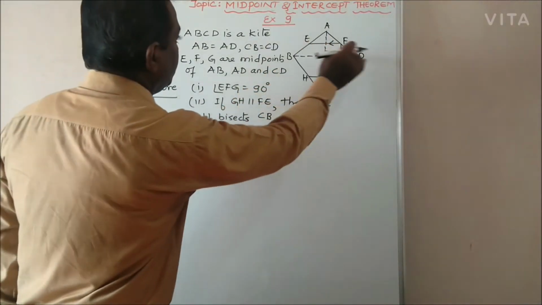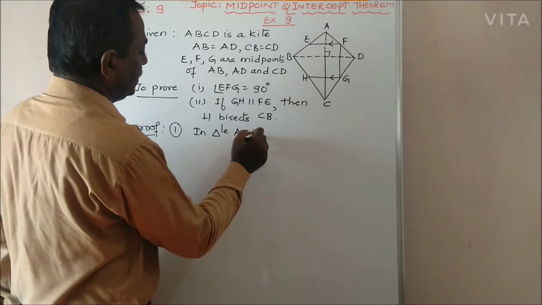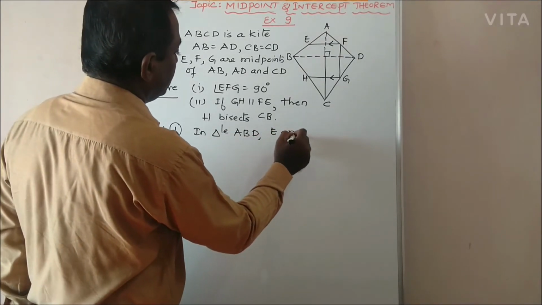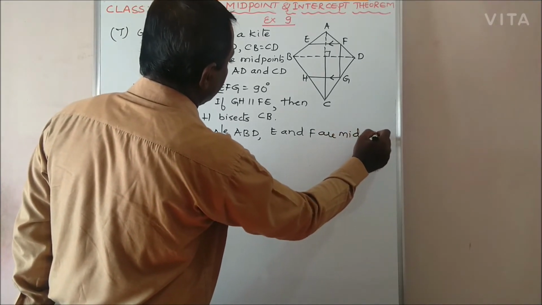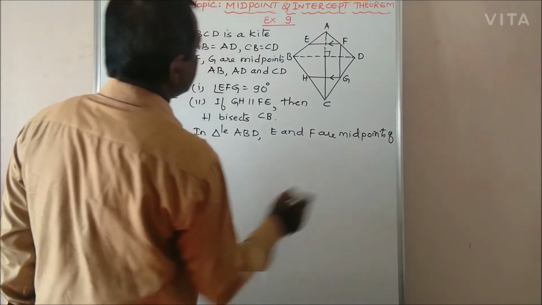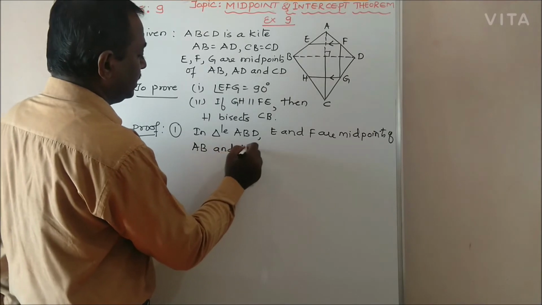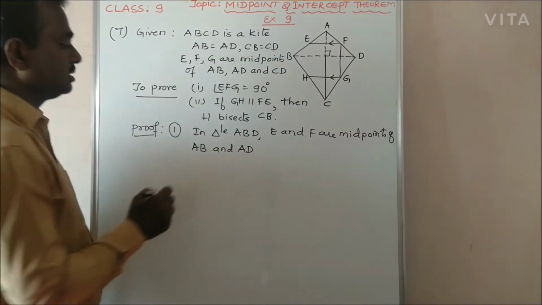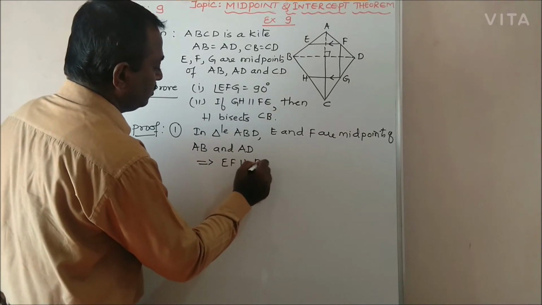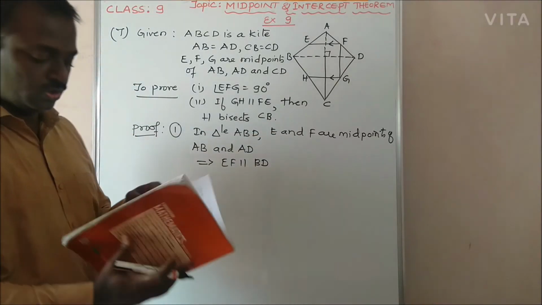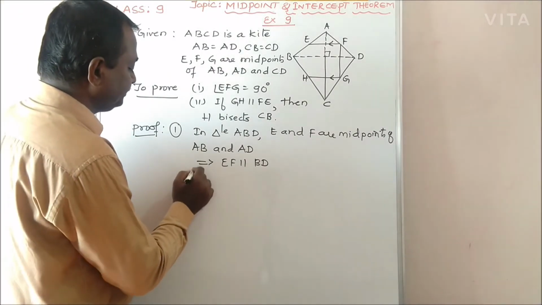I will take the triangle ABD. In triangle ABD, E and F are midpoints of AB and AD. That means this implies EF is parallel to BD. EF is parallel to BD. Correct?